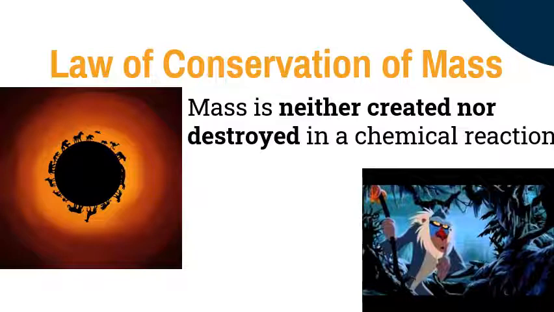One of the laws of the universe is the idea that mass is neither created nor destroyed in a chemical reaction. We call this the law of conservation of mass, which I like to think of as the circle of life. So within the circle of life, we all are a product of everything and everyone that has come before us. And we are a reactant in everything that comes after us, exactly like in our balanced chemical equations.